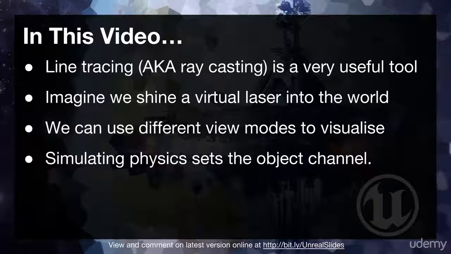And we will be simply simulating physics on objects that we want a bit of lift. And by setting simulate physics, we are going to be setting the object channel, which is what the raycast is going to use to ignore things like floors, walls, and doors, and to focus on the things that we want a bit of lift, like tables, chairs, and the like. So let's dive in and see how it works.